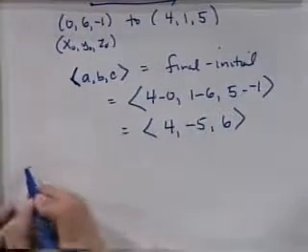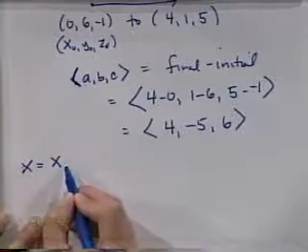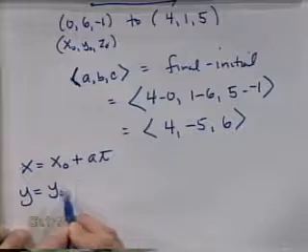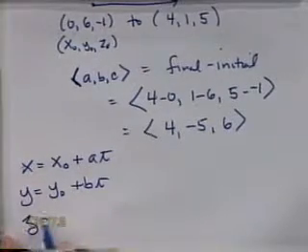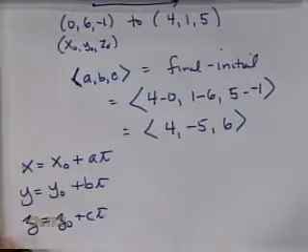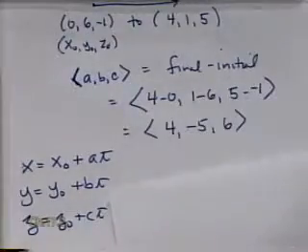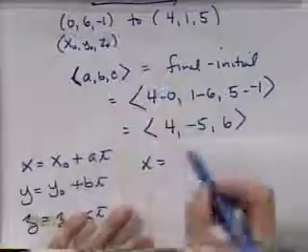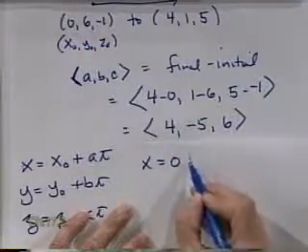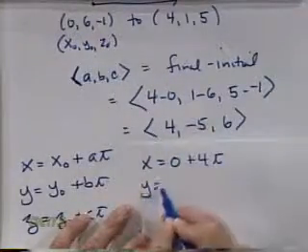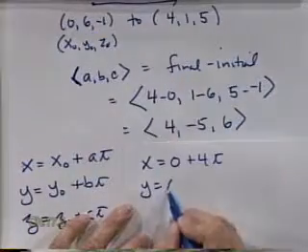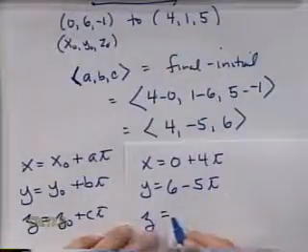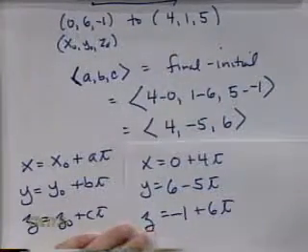In general, my parametric representation for this line segment is x equals x naught plus at, y equals y naught plus bt, z equals z naught plus ct. Okay, and plugging that in, what do we get here? We're going to have x equals, my first point is 0, my a is 4, so 4t. y equals, my initial y coordinate is 6, minus 5t. And my z is going to be negative 1 plus 6t.